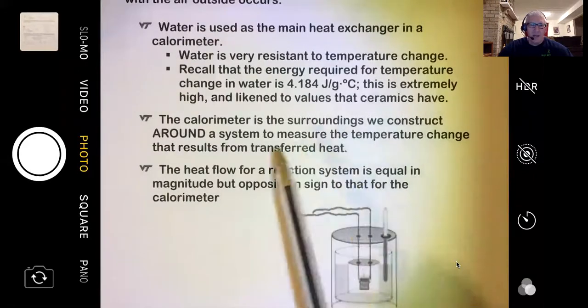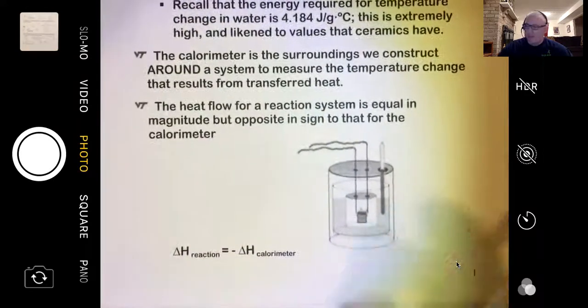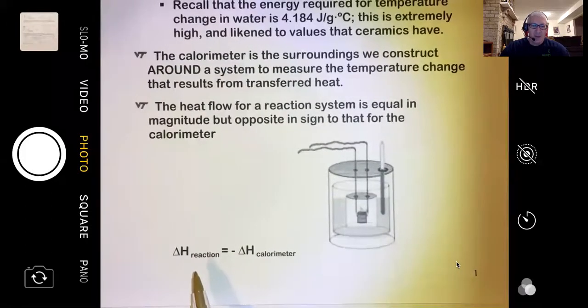So the calorimeter, I think the rest of this is pretty self-explanatory. Down here at the very bottom, we say that, and this is what I was saying a moment ago, if the reaction gives off heat, then that's going to be equal to the amount of heat gained by the calorimeter. That's why these things are oppositely signed. If the reaction is absorbing heat, then that's going to be equal to the amount of heat that is lost by the calorimeter. So they're the same number, but they have opposite signs because one is gaining and the other thing is losing.